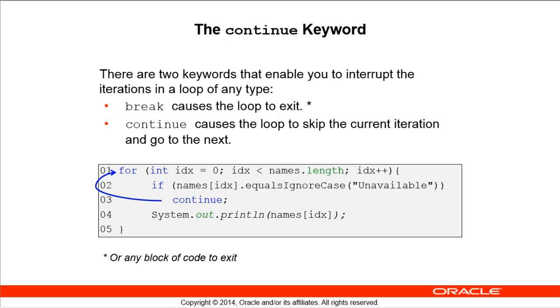The for loop iterates through the elements of the names array, but if it encounters an element value of unavailable, tested here inside the loop on line 2, it won't print out that value, but instead skip to the next array element using the continue keyword on line 3. In other words, the loop will skip line 4 every time it comes across the value unavailable.